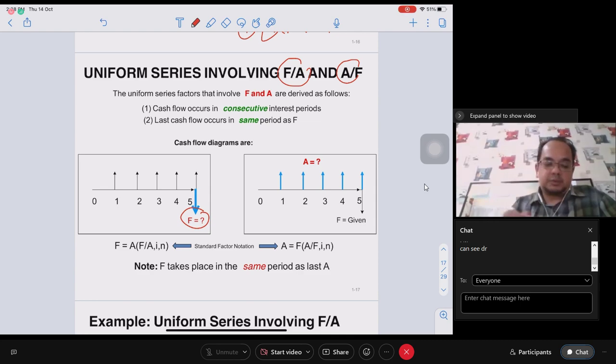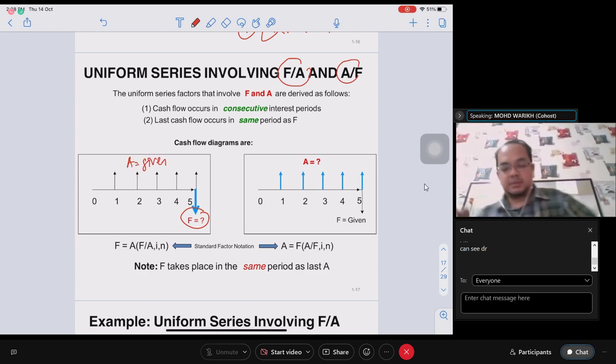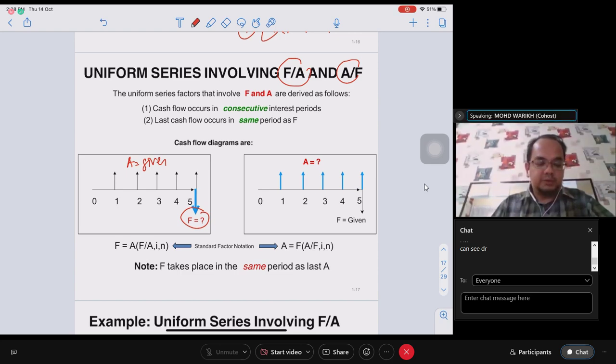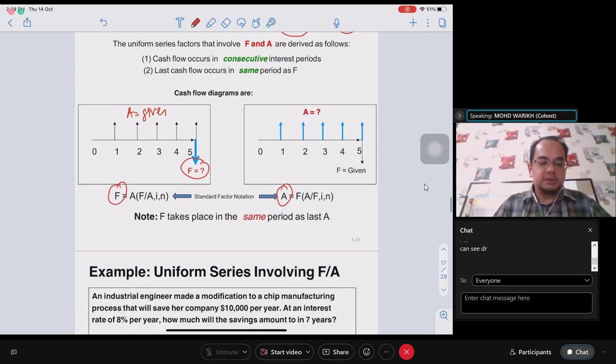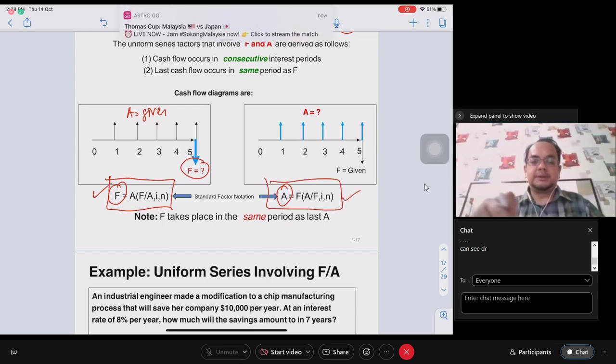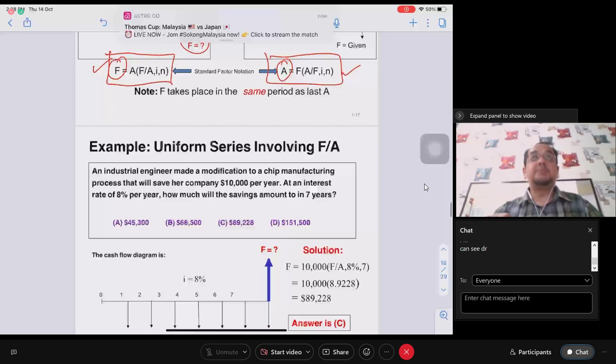This one is given. This one you have to find F. So make sure that this formula is the correct way. Make sure of that. So we go to the example here.